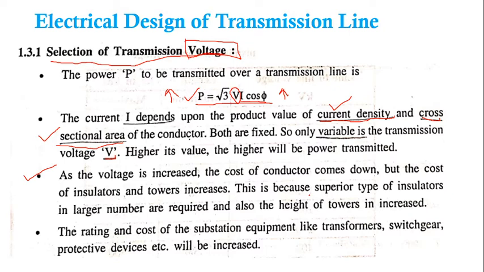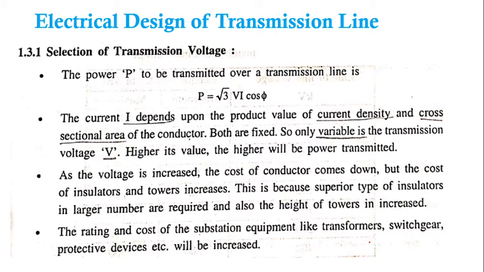And if we increase the voltage level, at the same time we also need to increase the ground clearance, so the height of the transmission tower is also going to increase. So for the higher voltage level, the cost of the insulator and the transmission tower is going to increase. The rating and cost of substation equipment like transformer, switchgear, protecting devices, etc., will also increase. So whenever we increase the voltage level, all these parameter values also increase.